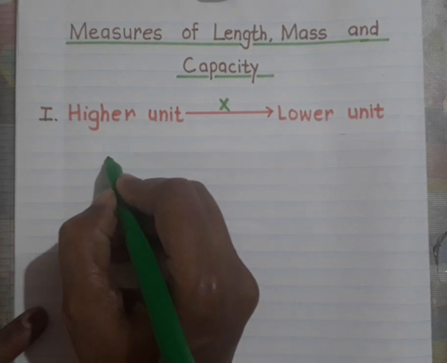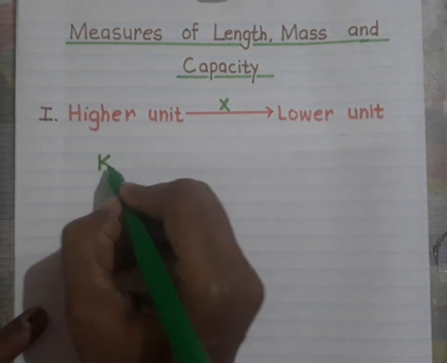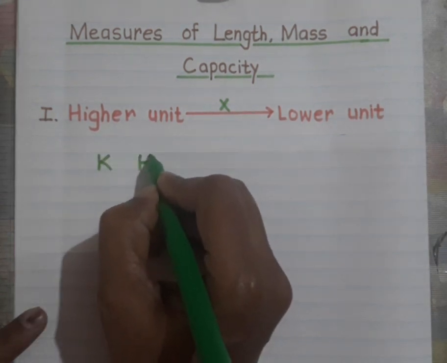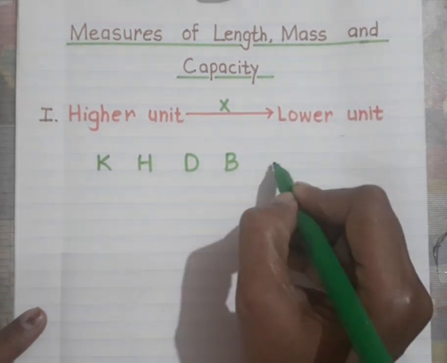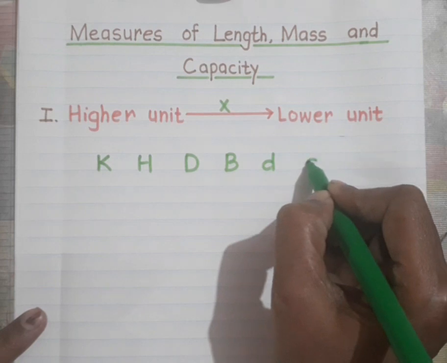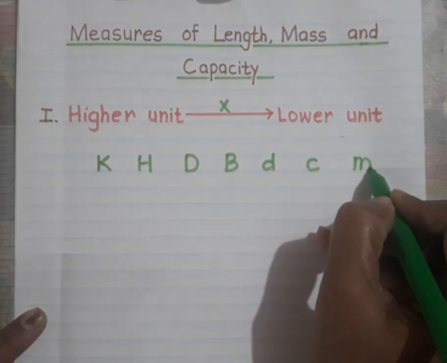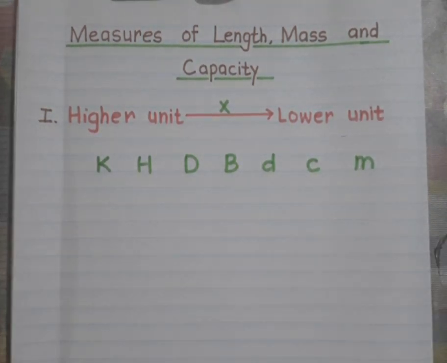We say King Henry died by drinking chocolate milk. Isn't it? This is what we have been using.